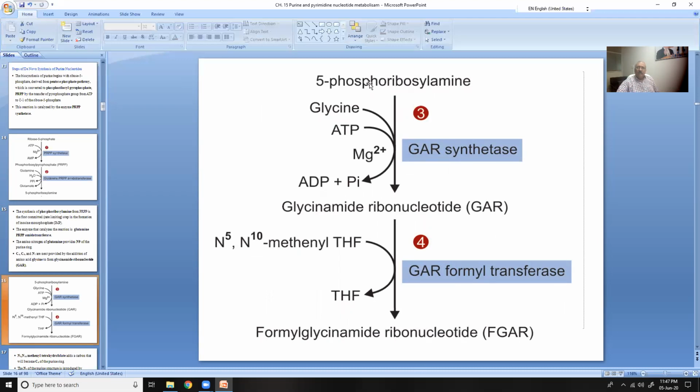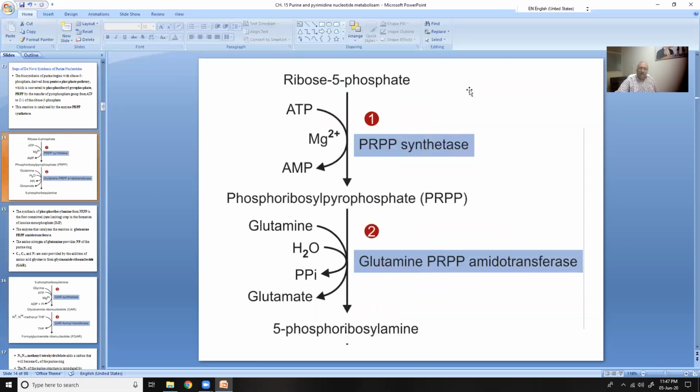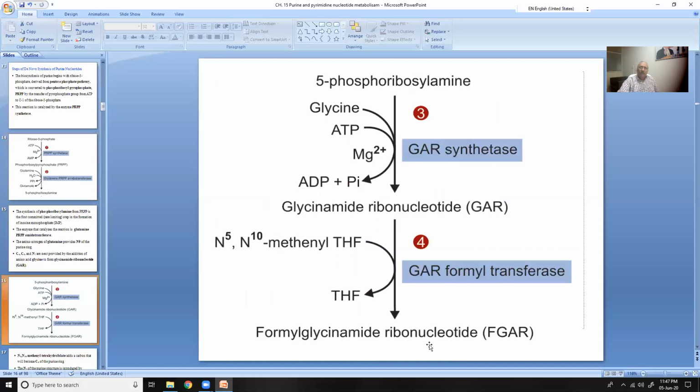You see, 5-phosphoribosylamine was formed earlier. 5-phosphoribosylamine is giving a glycinamide ribonucleotide by GAR synthetase. Again, ATP is changing to ADP, and glycine is coming here. So we are having glycinamide ribonucleotide.